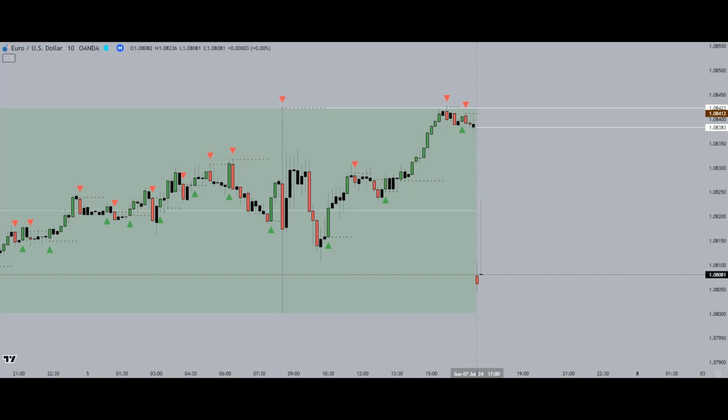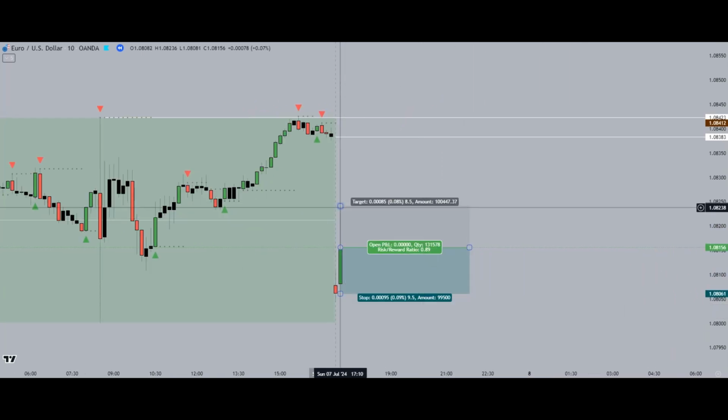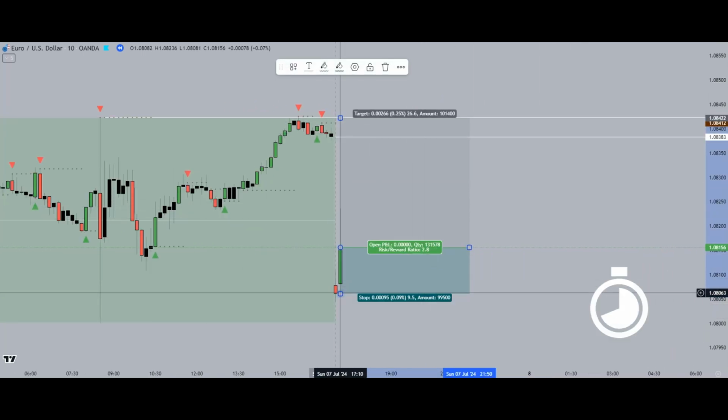We see this big gap lower right in the discount zone, then we get our buy signal, enter over here and aim for the previous day high. That's it. Let's see what happens.